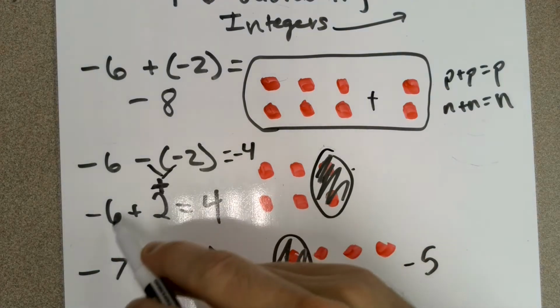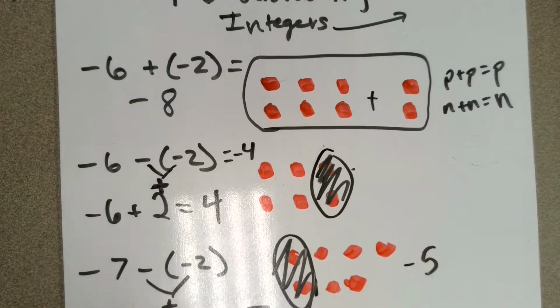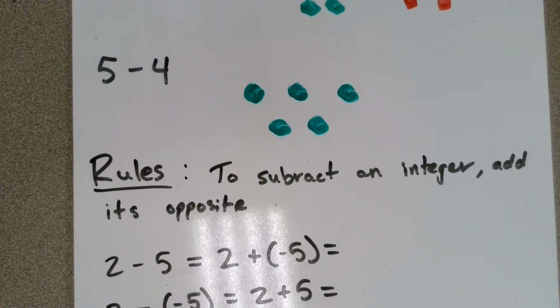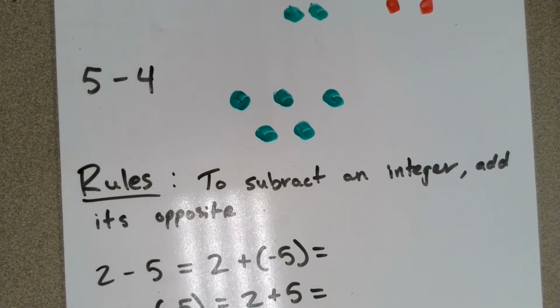-6 minus -2 can become -6 plus 2. I'll explain that here in a second. Bringing out my second whiteboard. We got some new rules for when we're subtracting. I want us first to take a look at these two up top.